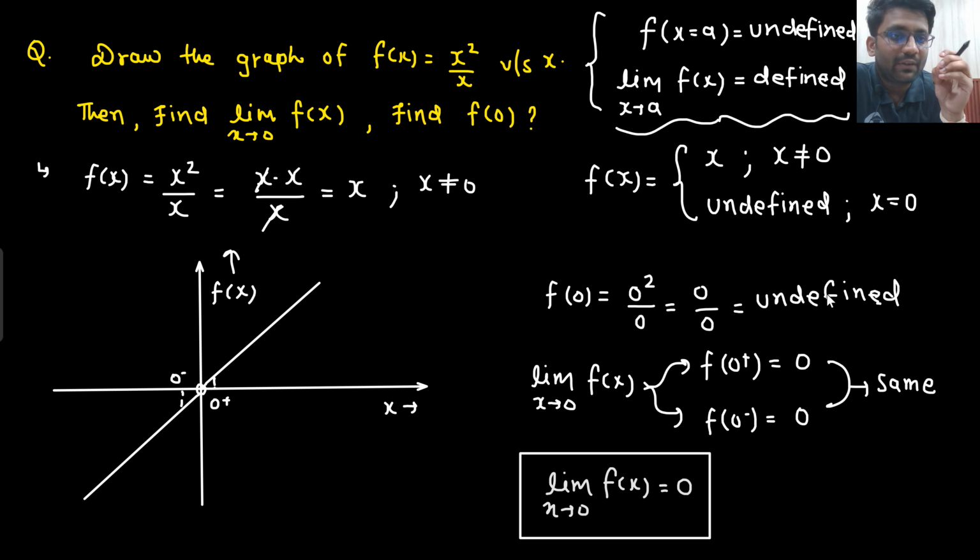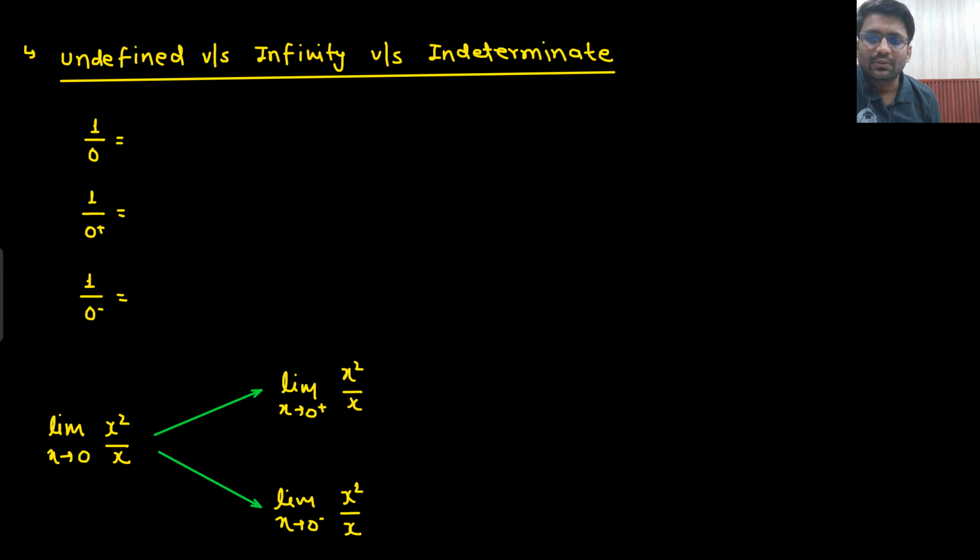That means I can find out the value of f(x) near x equals a. Not exactly at x equals a, but near x equals a. Is that understandable to you or not? So this is the meaning of limit. Understandable? Let's solve another example.